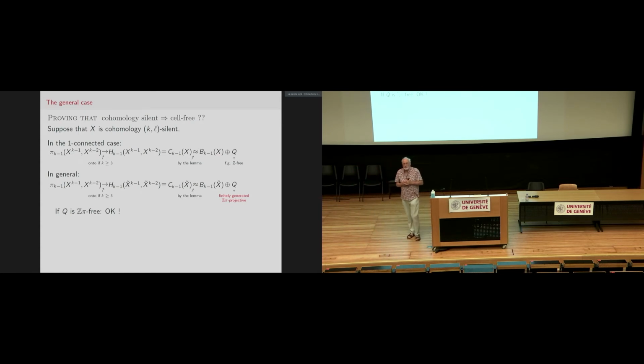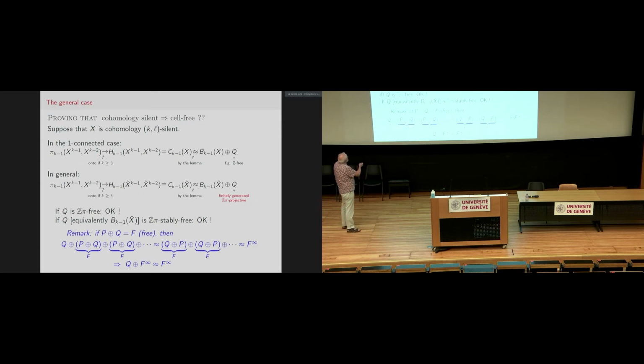When you have a projective module, it's always infinitely stably free. Okay, so that's what I said. If Q, or equivalently, because it would be the same condition, is Z pi stably free, everything is okay. But Q is infinitely free. If P plus Q is free, then Q plus F infinity is F infinity. That's very standard. You take Q plus P plus Q plus P plus Q, and so on, and once you bracket that way, which is Q, you get Q plus F infinity, and if you start the bracket here, you get F infinity.